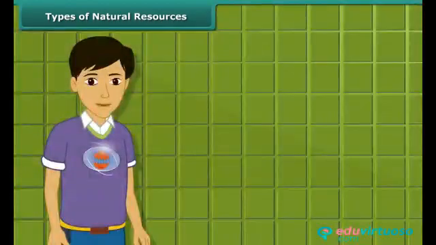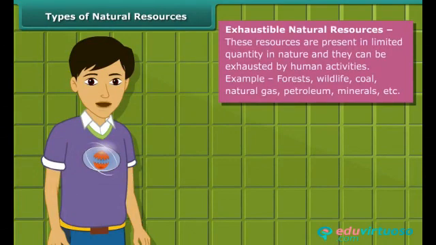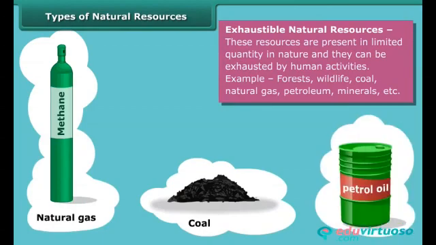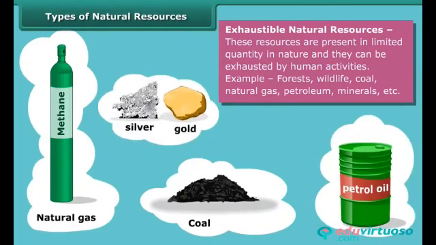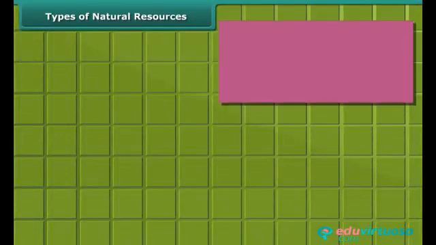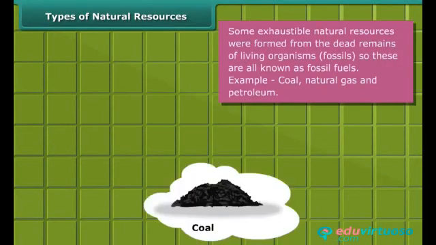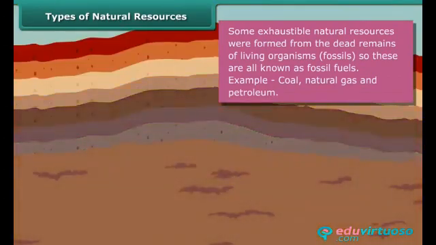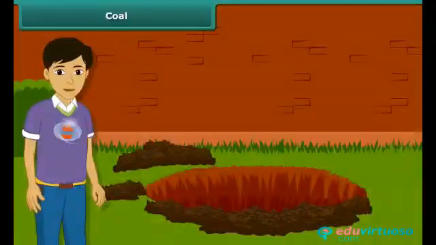On the other side, the amount of exhaustible resources is limited and they can be exhausted by human activities and consumption. Forests, wildlife, coal, natural gas, petroleum, minerals are examples of these resources. Do you know that some exhaustible resources like coal, natural gas and petroleum were formed from the dead remains of living organisms called fossils, and hence these are also known as fossil fuels. Hey, now let us know about these fossil fuels in detail.